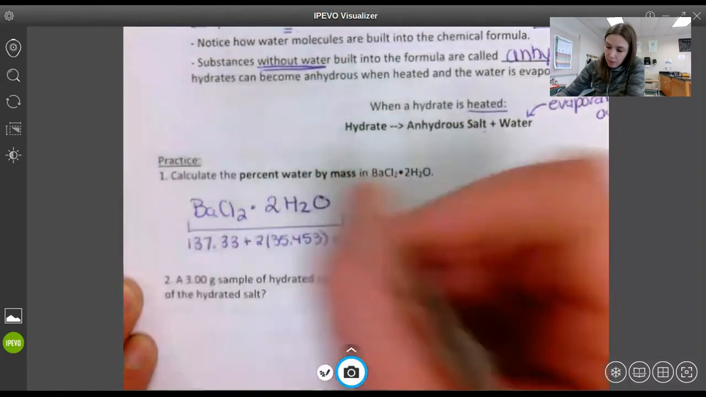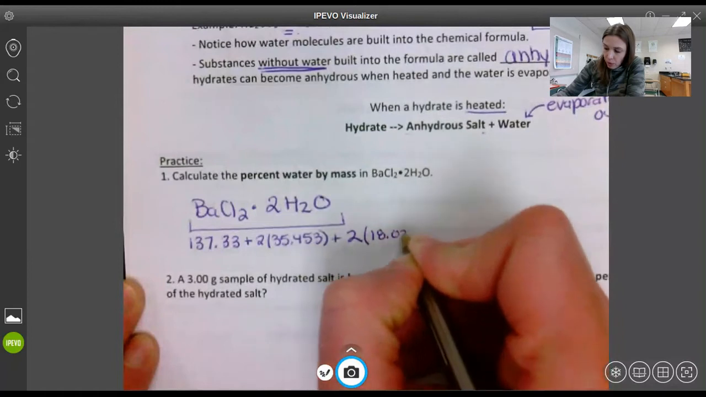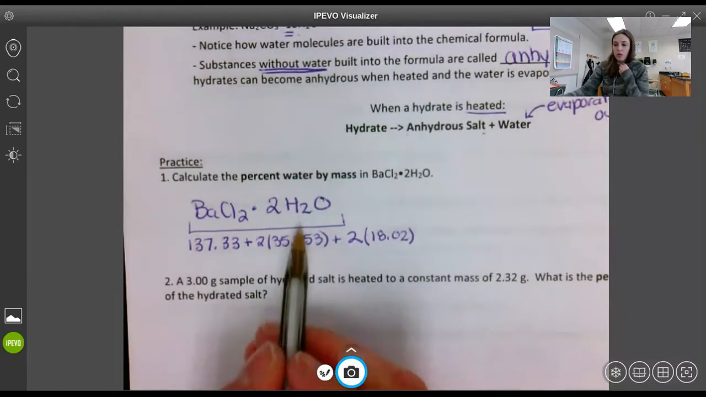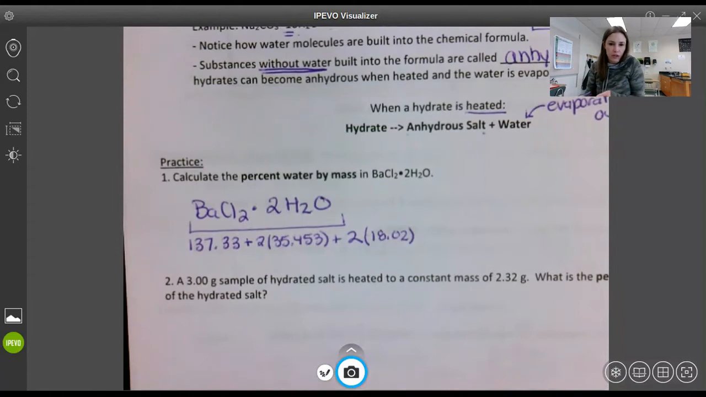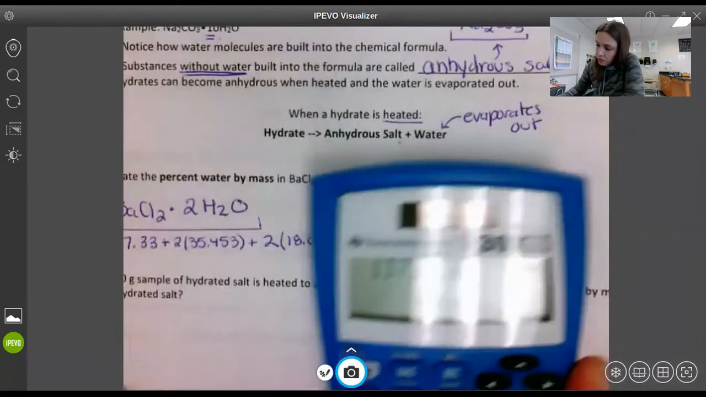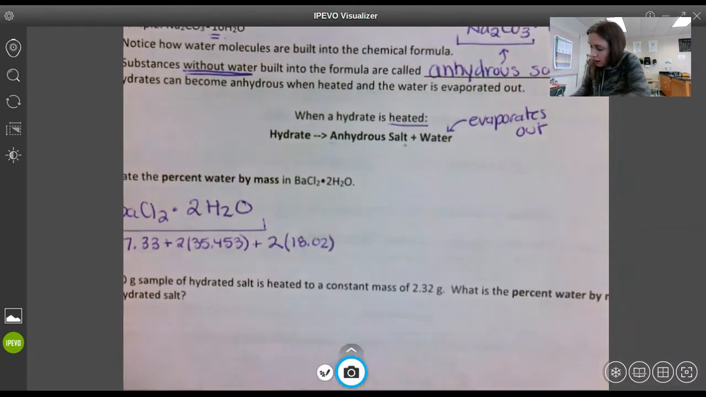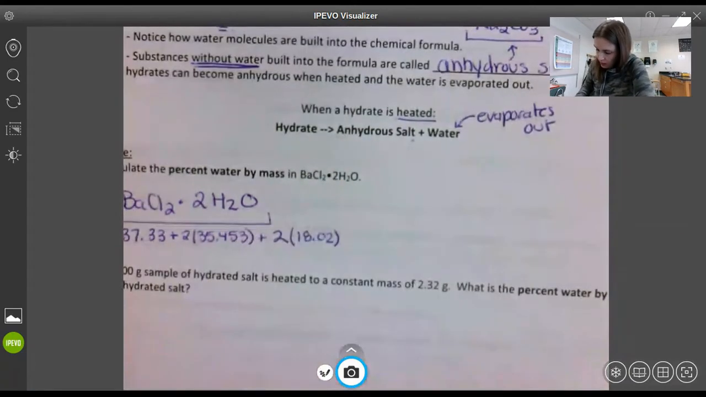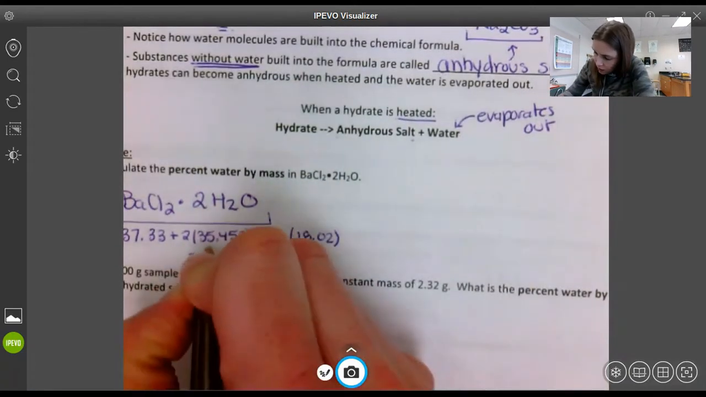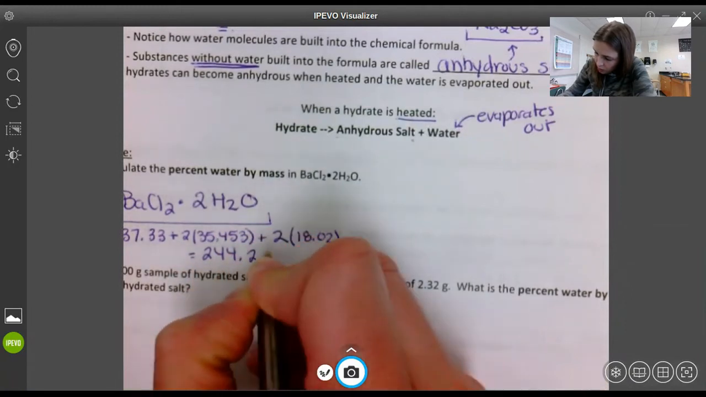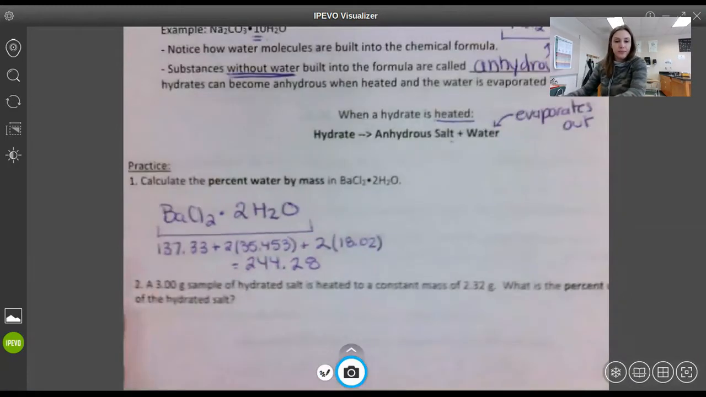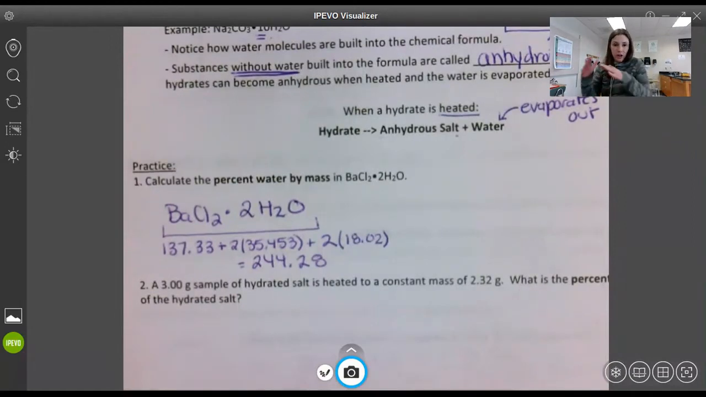And remember, we added this up before. Water is always going to be 18.02. Okay, and I always do water as a group so that you don't mess up how many hydrogens and oxygens you have there. So when you type that in, it's 137.33 plus my 2 times 35.453 plus my 2 times 18.02, I get a mass there of 244.28, and I'm rounding this to the tenths. Okay, so that is the mass of the entire hydrate.